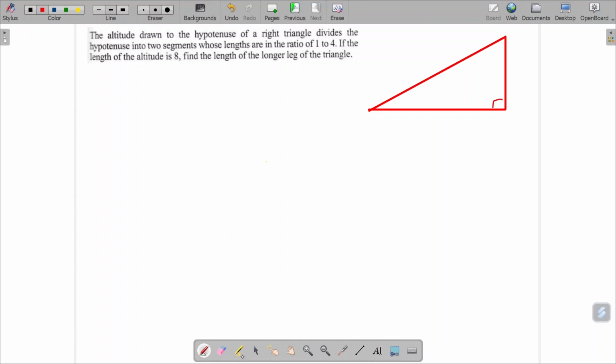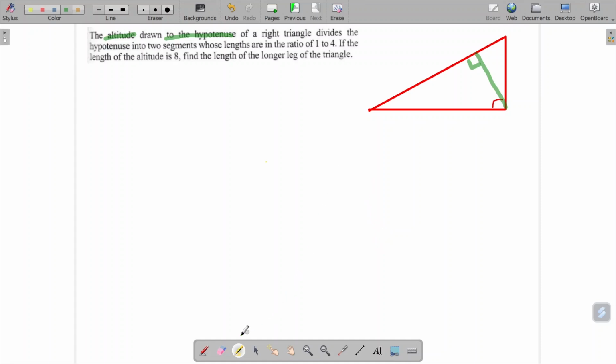So again, there is some language here that we need to make sense of. We need to know what an altitude is, and we need to know what it means to be drawn to the hypotenuse. And so when we think about it, an altitude is a height. It is always perpendicular to its base. A triangle has got 3 altitudes, but they're telling us specifically that this one is drawn to the hypotenuse. So they are talking about this line here, and it is at right angles to the hypotenuse.